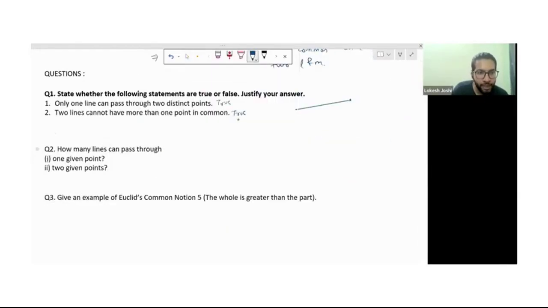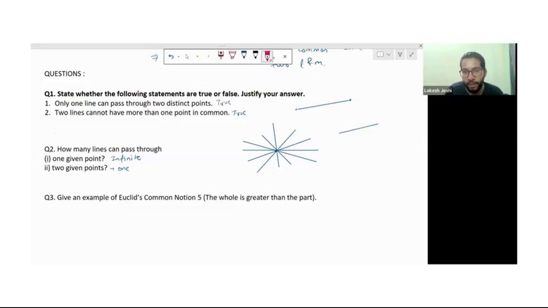Now the second one: how many lines can pass through one point? From one point, infinite lines can pass. Let me explain. This is the point. I can draw this line, this line, this one, and this. In such a way, we can draw many lines through one point. Now, from two given points, only a single line can pass. Suppose this is the line and the two endpoints are these, so only one line is possible.